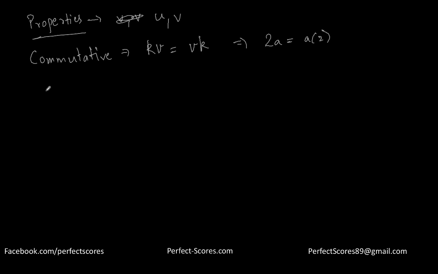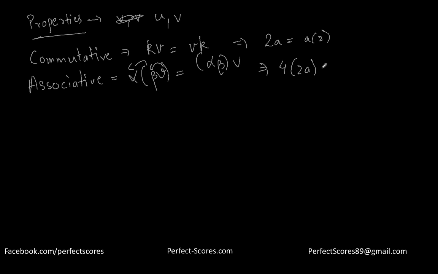Another thing is that it is associative, right? That means that if I multiply alpha with beta times the vector, that will actually be equal to alpha beta times the vector. Fine. So that means they are associative. If I multiply one scalar first and then another scalar, that is equivalent to multiplying both the scalars together. Fine. So let's say, for example, 4 times 2 times a is actually equal to 8 times a. Something very easy, but something very, very important.